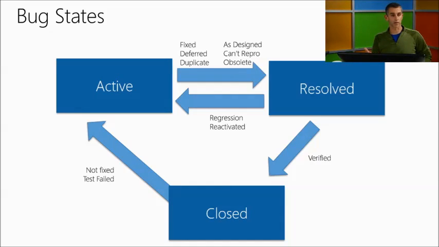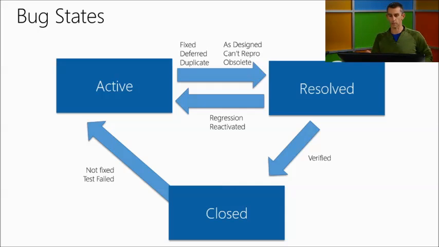As designed, or by design, which means you're misinterpreting the requirement, and this is actually how it's supposed to work. Can't repro, which means the steps that you've provided aren't sufficient for the developer to reproduce it, or for some reason they're not able to reproduce it in their environment. There may be an environment issue, and that's common too. There may be something in your environment on your desktop that's not in place on theirs. And then obsolete, which means this really isn't going to be an issue in the production environment.